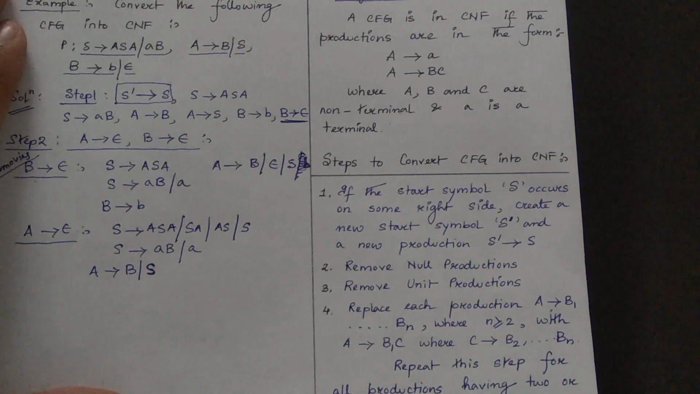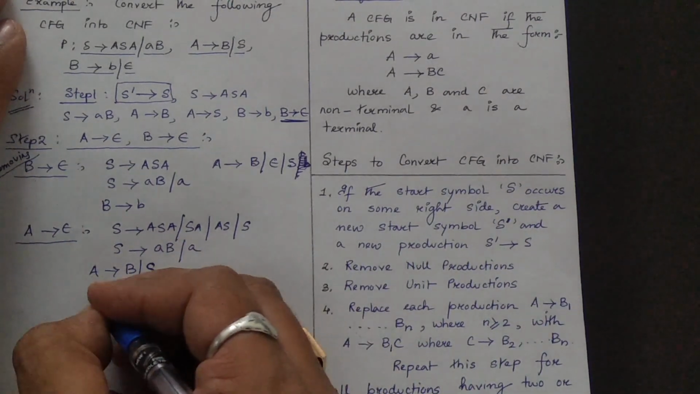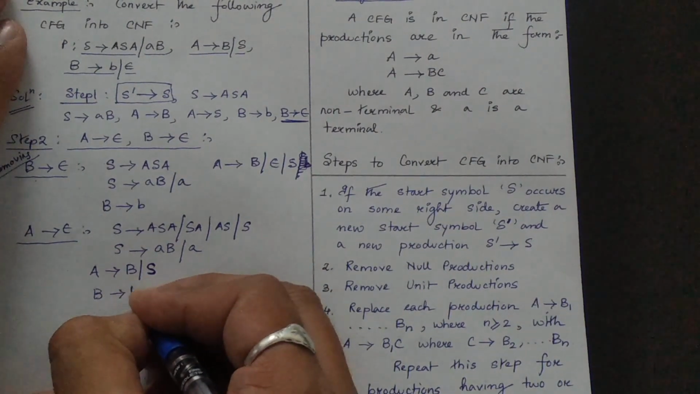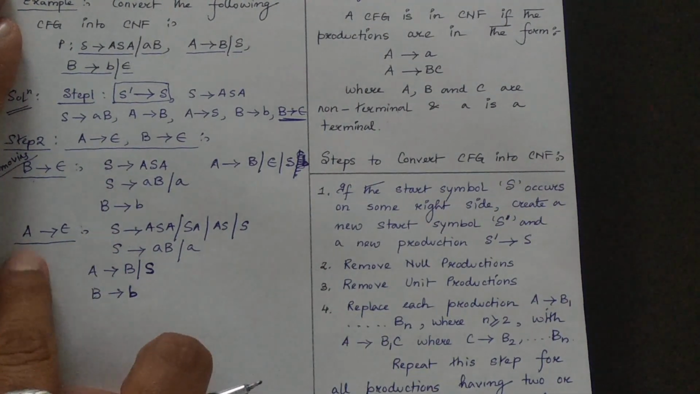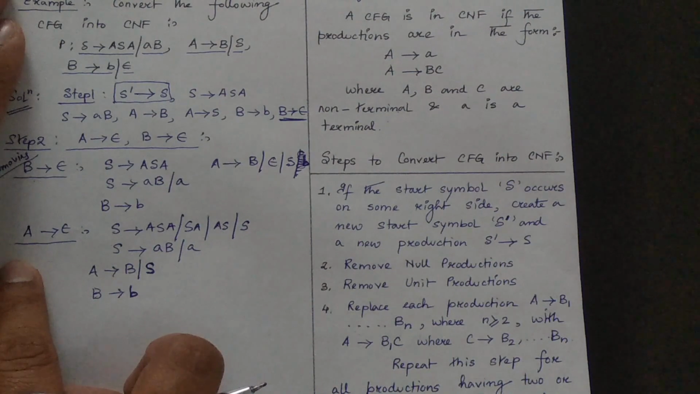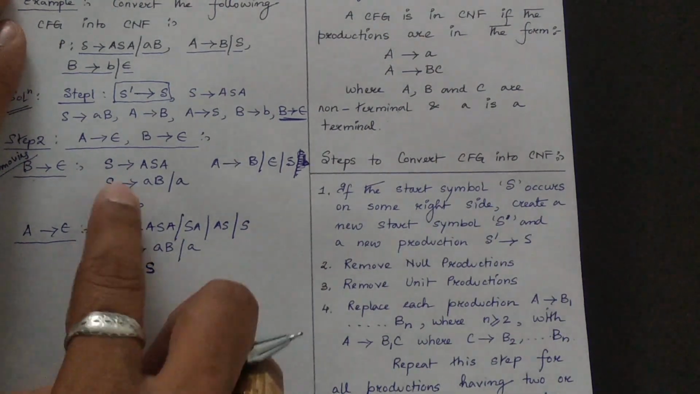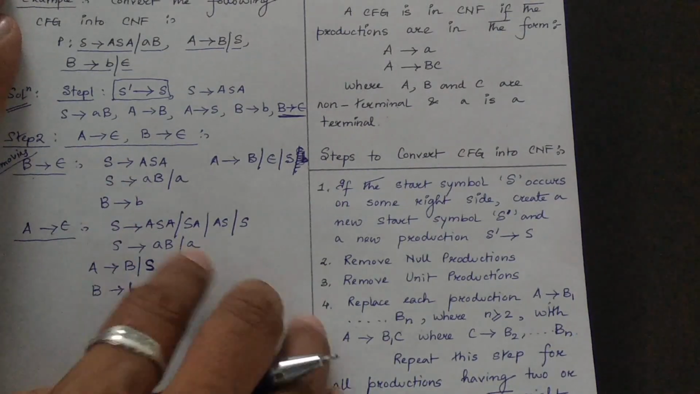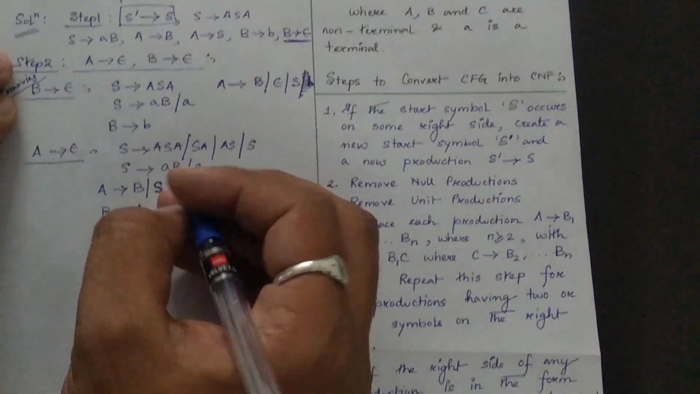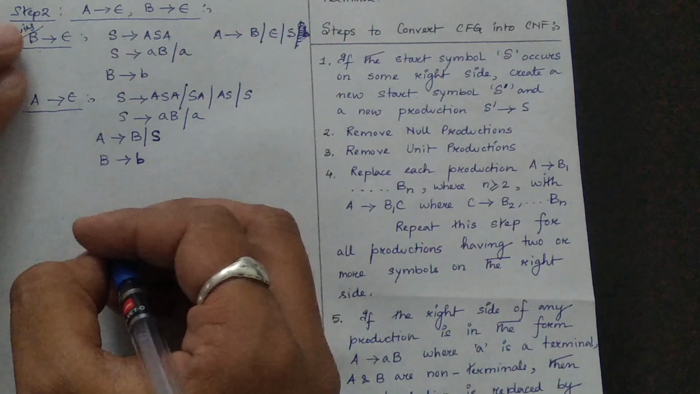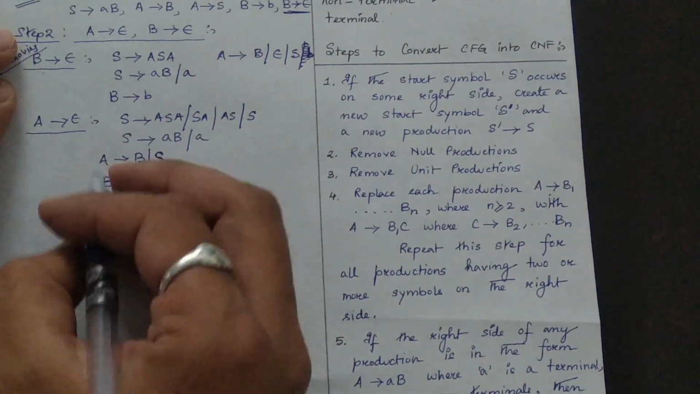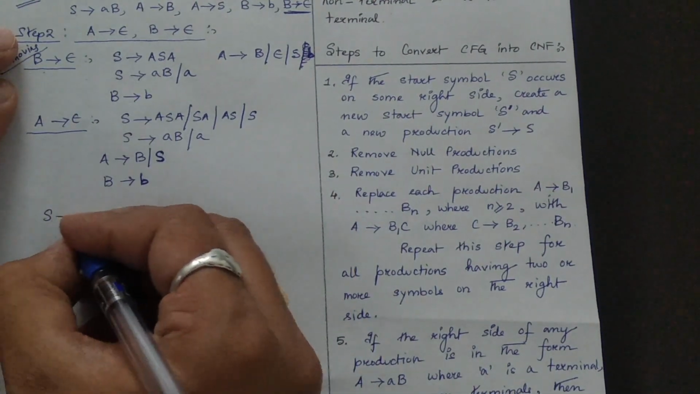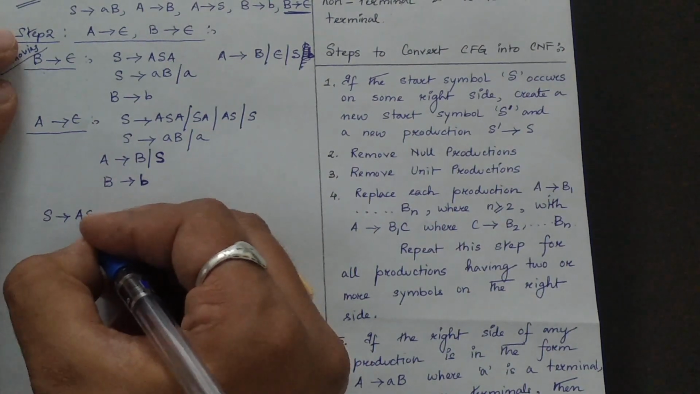Any doubt? Okay, now left out with B, and B tends to small letter b. Clear? So till now the removal of epsilon is done, correct? And if I merge these two conditions, then what will be the answer? The answer will be like this. If I merge these two conditions, the answer will be S tends to A as A.